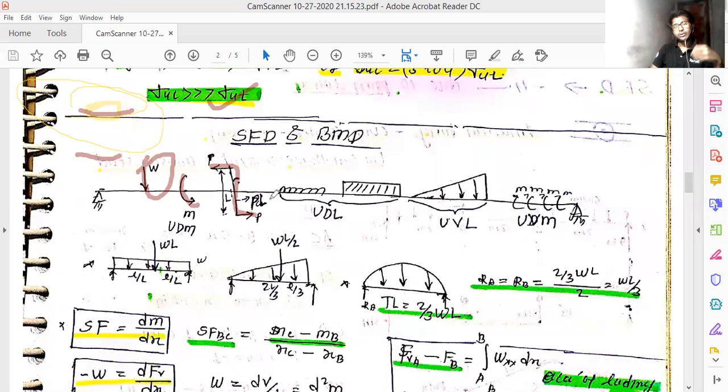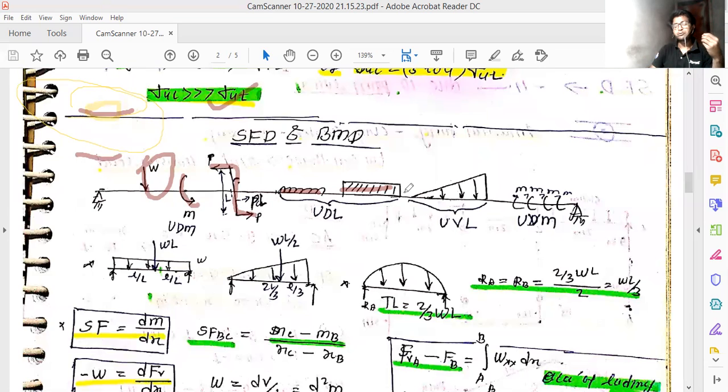Now we move to the uniformly distributed load, in which the load is uniformly distributed over the entire span of the cross section, and it can be denoted in different manners. Firstly, it is denoted by this, and secondly, it can also be denoted in such a manner. This is the uniformly distributed load.